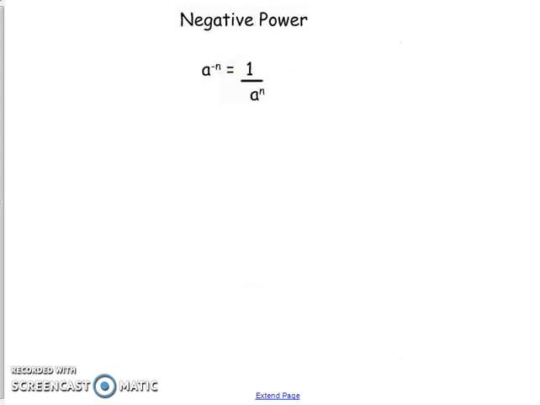And the last rule is the negative power. When you have an exponent that's a negative, you need to bring your exponent to the bottom, and then it becomes positive. So we can't have negative exponents. So we're always reversing where that is. So if it's in the numerator, it goes to the denominator. If it originally was in the denominator, it goes to the numerator.